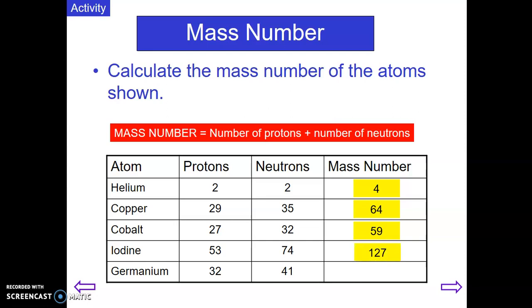Germanium has 32 protons and 41 neutrons. 32 plus 41 is 73. Germanium has a mass number of 73. Hopefully you can see where these numbers have come from. It is not a difficult calculation.